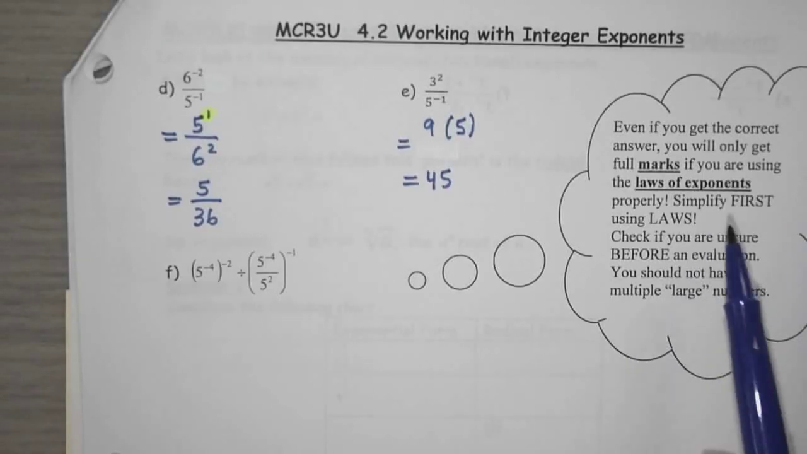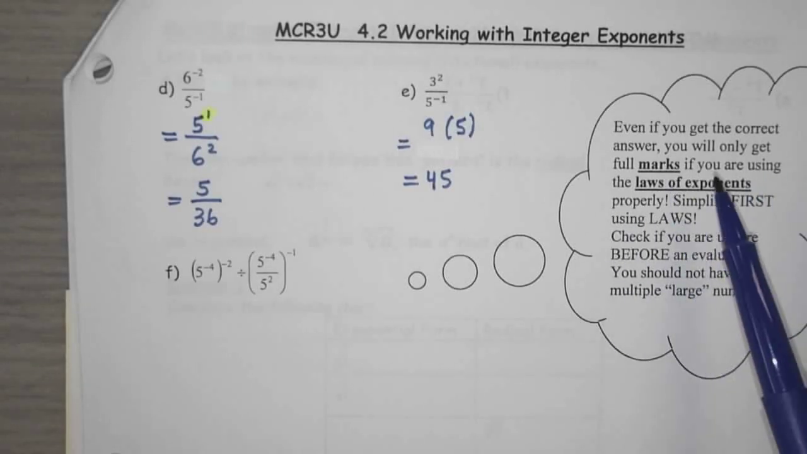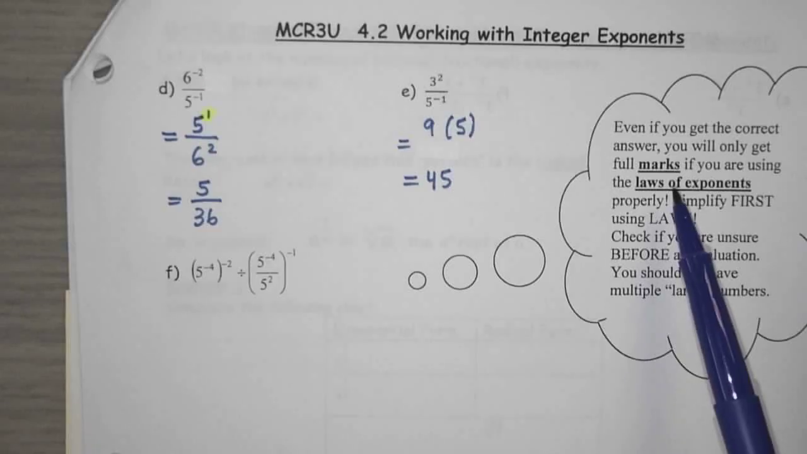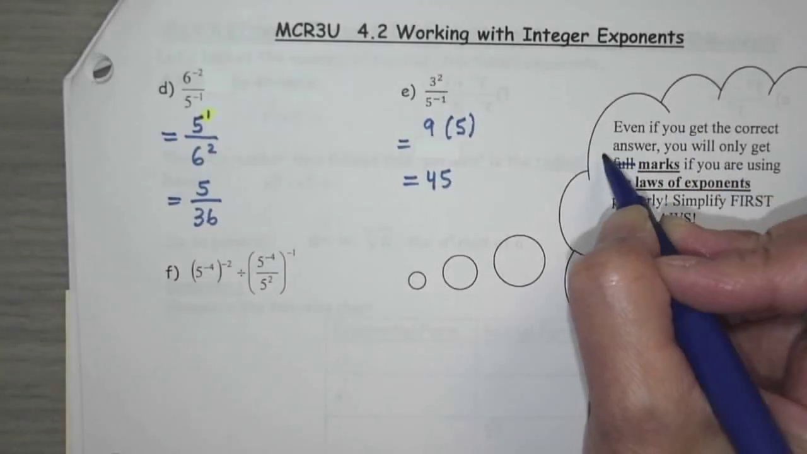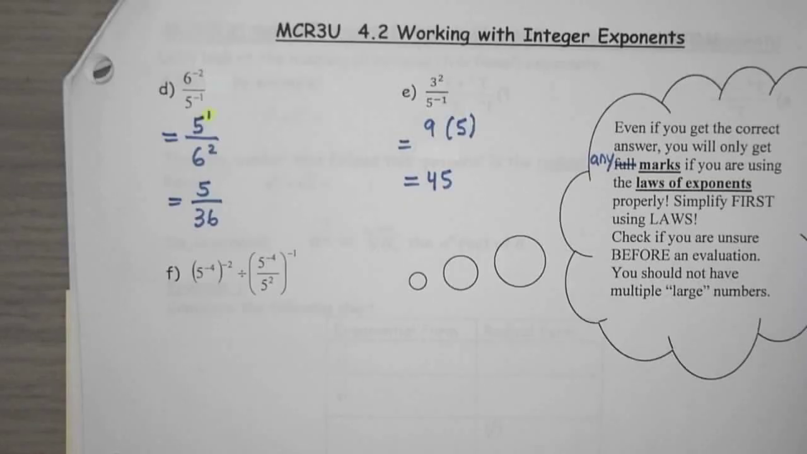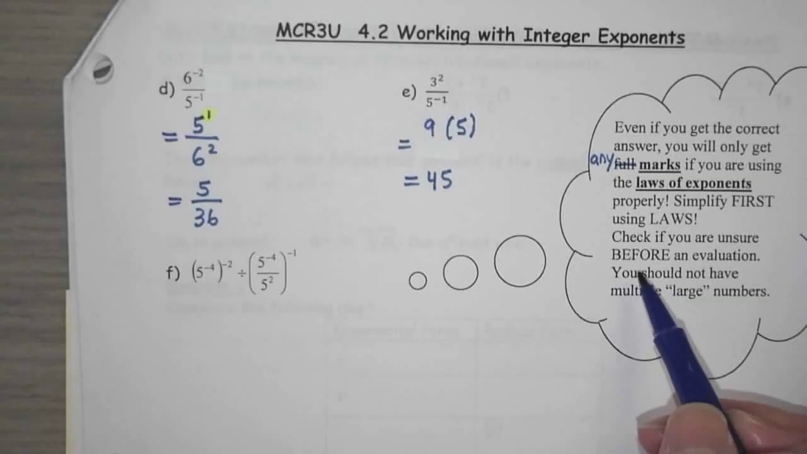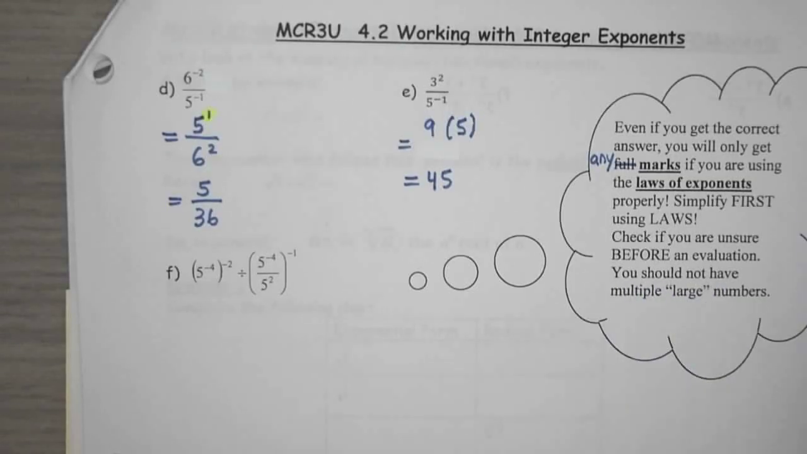Okay. This bubble here, even if you get the correct answer, you will only get full marks, or really any marks, I'm going to say any marks, if you are using the laws of exponents. Okay, so I'm going to fix that word. Only if you're using the laws of exponents. Simplify first using the laws, and check if you're unsure before an evaluation. So if you're doing your questions and you compare hopefully with someone else in class, you go, oh, your steps are a lot different than mine. Maybe we should check. And yes, please bring it to me to check.